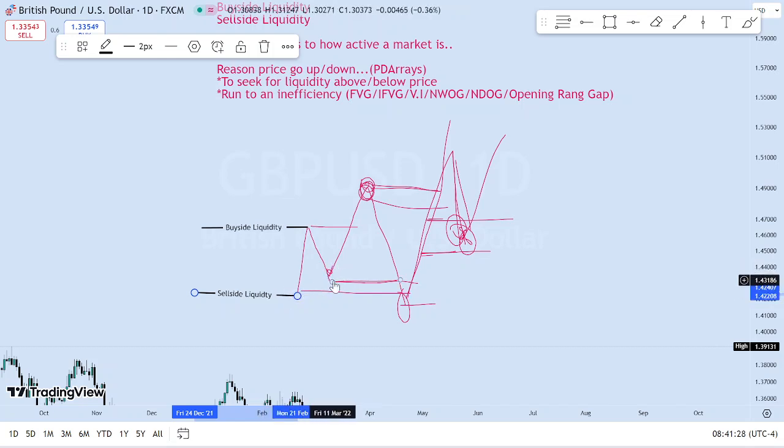Here is also a sell side liquidity. Here turns to a sell side liquidity. Up here is a buy side liquidity. Buy side liquidity up high, and the low is sell side liquidity.